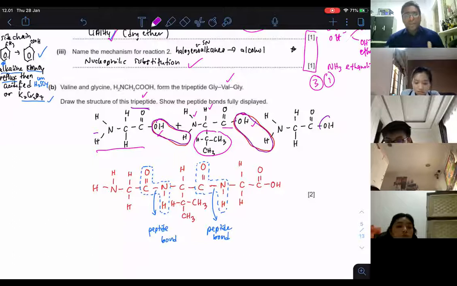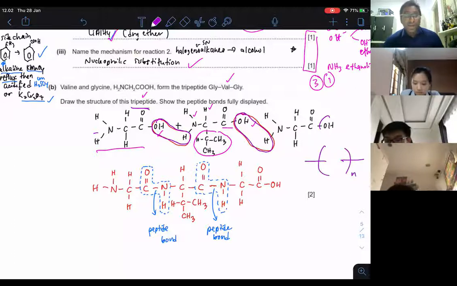It means this peptide only has 3 amino acids. So you do not need to put something like what you normally do for a polymer. No need to do that. So what we will do is just put it there.